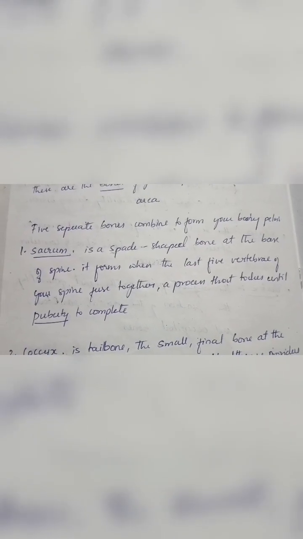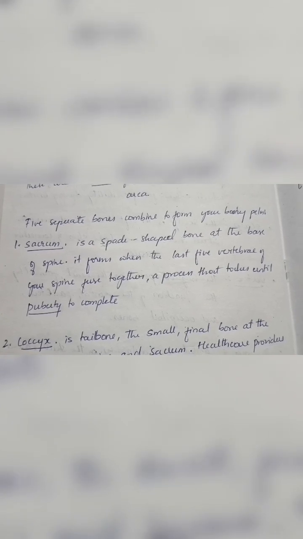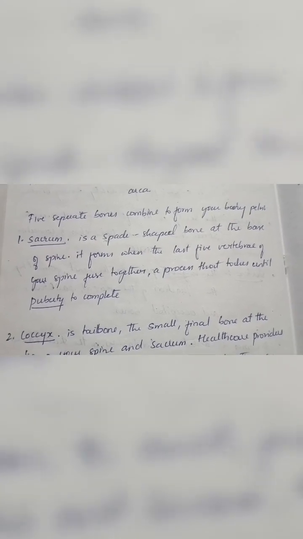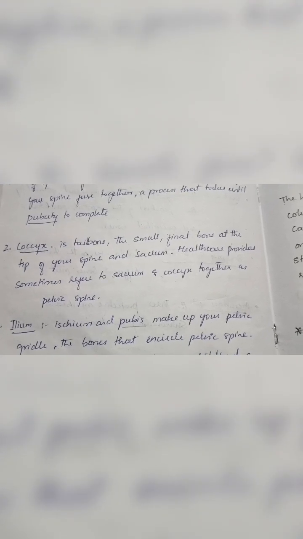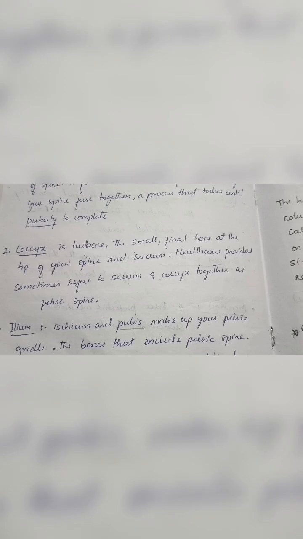5 separate bones combine to form your bony pelvis. First one is the sacrum. It is an S-shaped bone at the base of your spine. It forms when the last 5 vertebrae of your spine fuse together, a process that takes until puberty to complete. The coccyx is the tailbone, the small fine bone at the tip of your spine and sacrum. Healthcare providers sometimes refer to the sacrum and coccyx together as the pelvic spine.